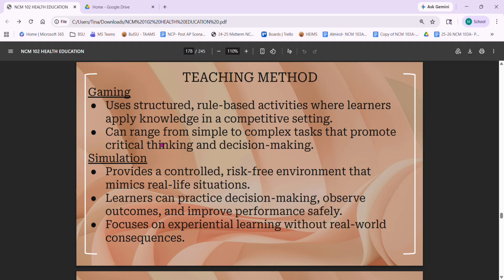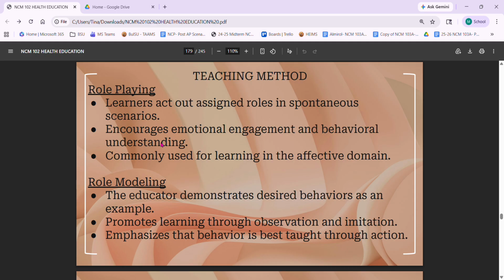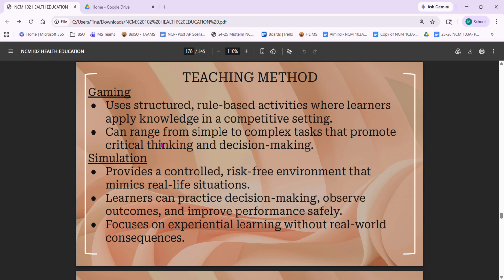Simulation, this provides a controlled, risk-free environment that mimics real-life situations. So, learners can practice decision-making, observe outcomes, and improve performance safely. So, ang focus niya is more experiential learning without real-life world consequences. So, example nyo na BLS, Basic Life Support. Okay, that's a simulation. Okay, minimimic nyo yung real life situation, without the consequences kung magkamali ka man. Hindi magsa-suffer yung patient kasi namali ka, na-break mo, mali yung pag-compress mo.